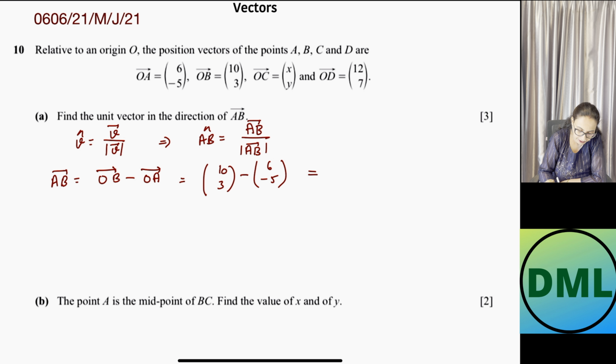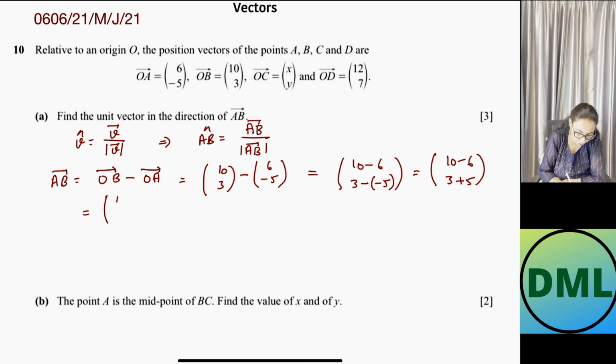I need to subtract the vectors. This will be written as 10 minus 6, 3 minus minus 5, which will be equal to 10 minus 6, 3 plus 5, which will be equal to (4, 8). My vector AB is (4, 8). I need to find the magnitude of AB.